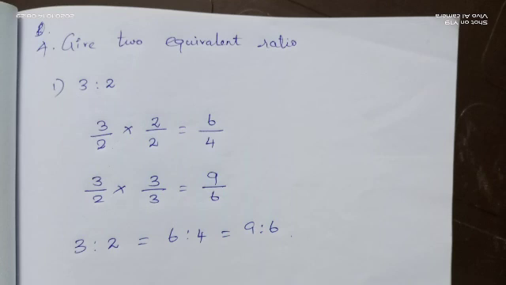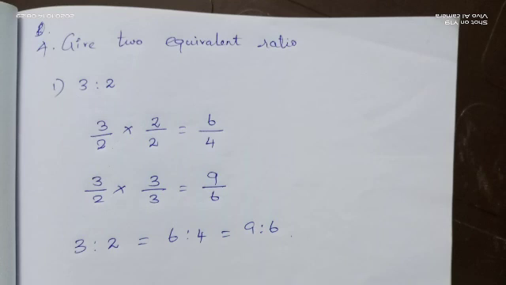The first question is 3 is to 2. So write 3 is to 2 in terms of fraction, that is 3 by 2. So 3 by 2 we should multiply it by 2 table and 3 table. So 3 by 2 into 2 by 2 which is equal to 6 by 4. Next we should multiply the number by 3 by 3. That is 3 by 2 multiplied by 3 by 3 which is equal to 9 by 6.